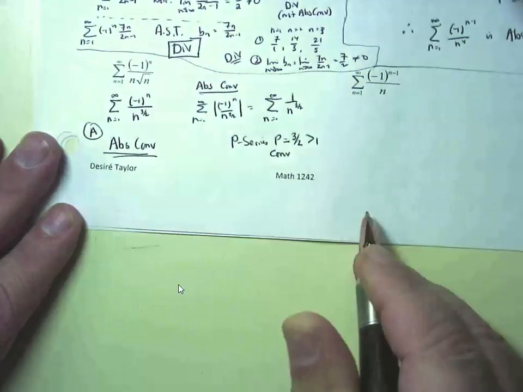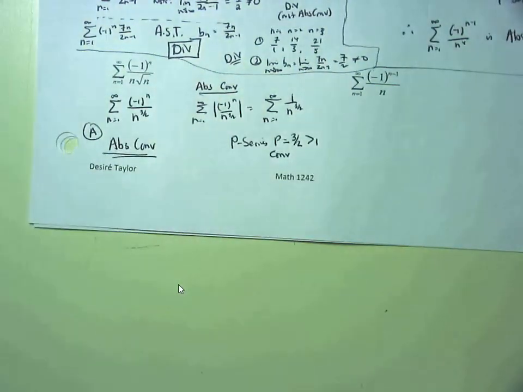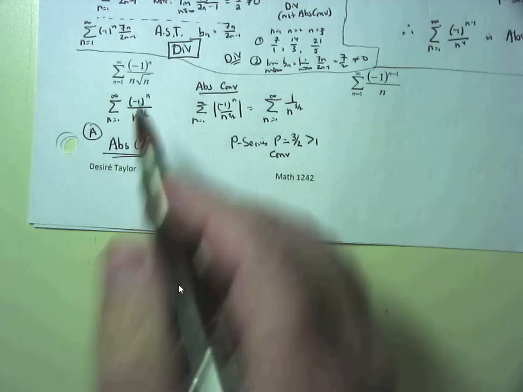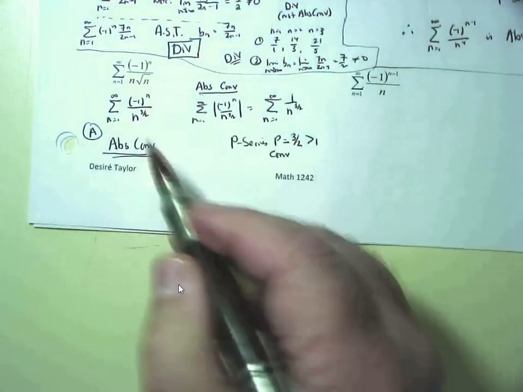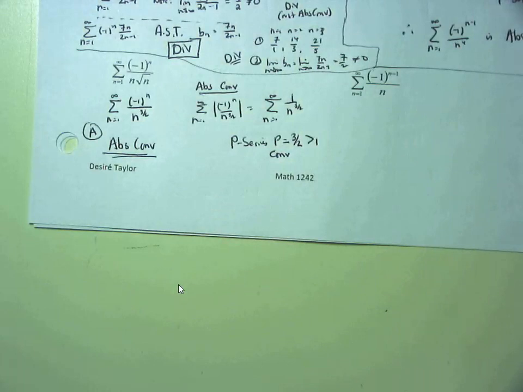Because if the absolute value of it converges, the original alternating series is absolutely convergent. Whether you had that negative 1 to the n on it or not, this series is still going to converge. That's what absolute convergent means.